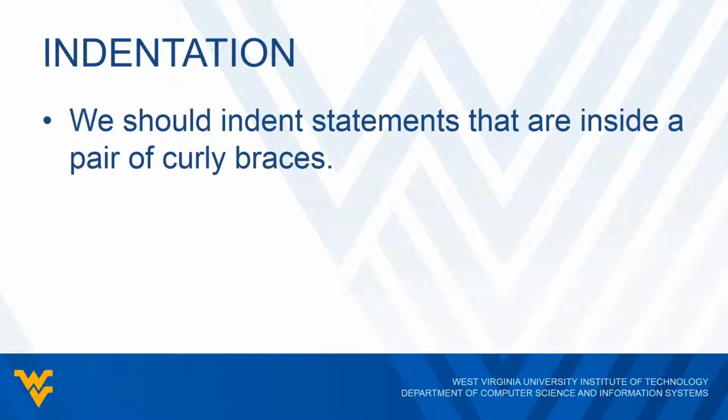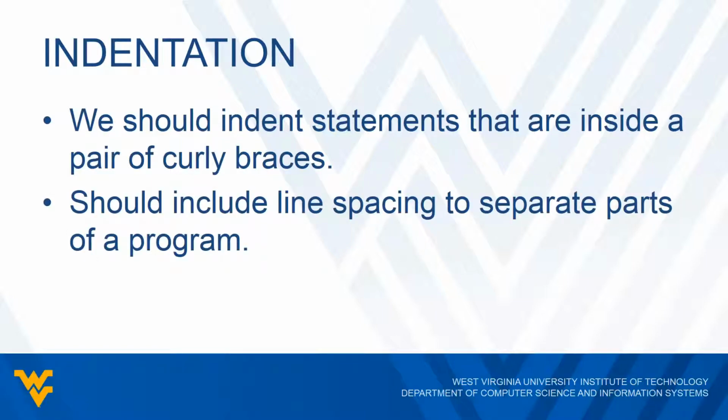So the rule of thumb is we should always indent statements that are inside a pair of curly braces. If I have a pair of curly braces, whatever goes inside there should be indented by one notch, one space, one tab, whatever you want to call it, but it should be indented in some fashion. And you should also include line spacing to separate parts of a program. So your declaration statement should be one part. Maybe you have some input part that should be separated by spaces. Then maybe you have some computation, then you have some output, but separate all those into statements so we can see what's actually going on instead of trying to squint our eyes and see what's happening.